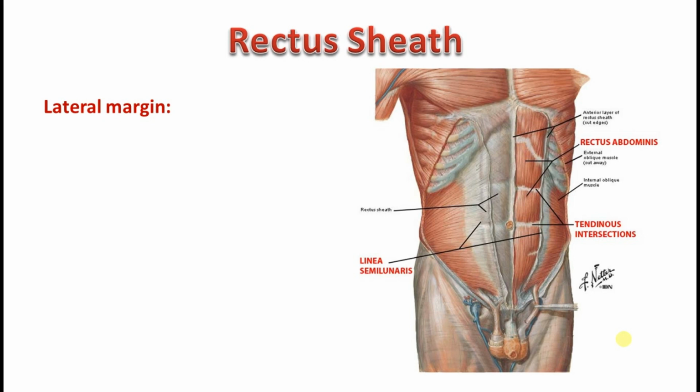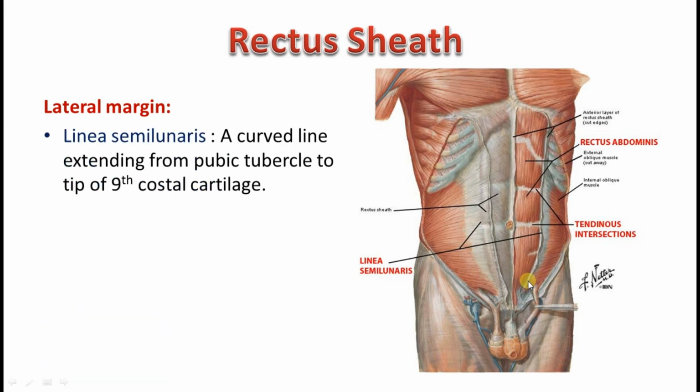So the medial margin is mainly formed by the linea alba. Okay, it is somewhat like a septum which separates the rectus abdominis muscle of both sides and also the rectus sheath. The lateral margin is mainly formed by the linea semilunaris, a curved line extending from the pubic tubercle only up till the tip of the 9th costal cartilage. So beyond that, it does not extend above.